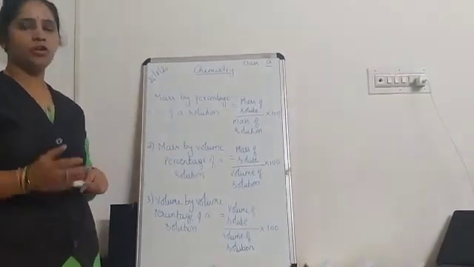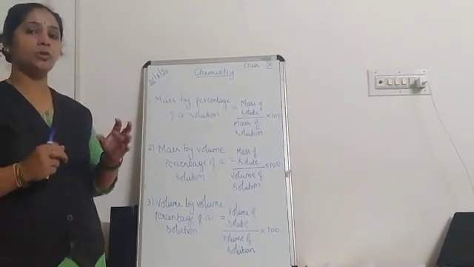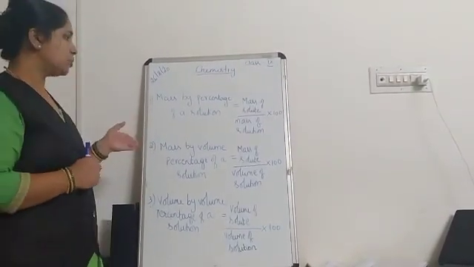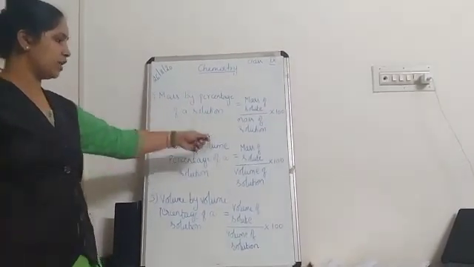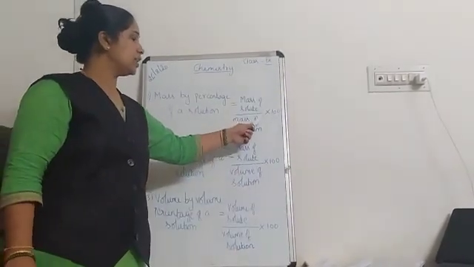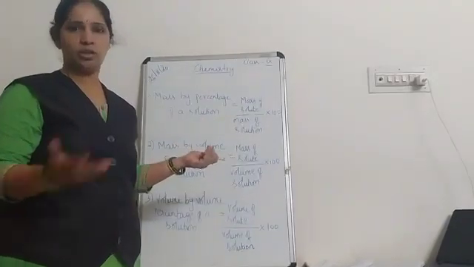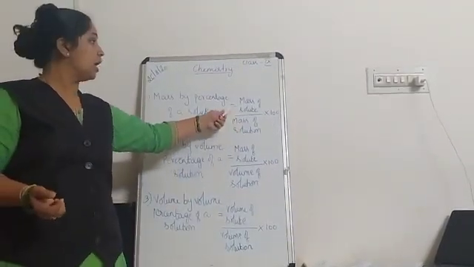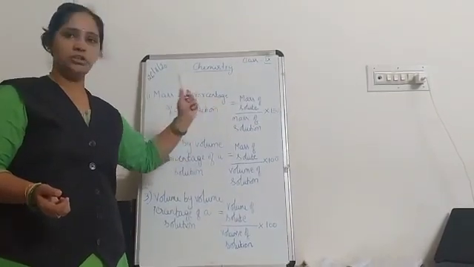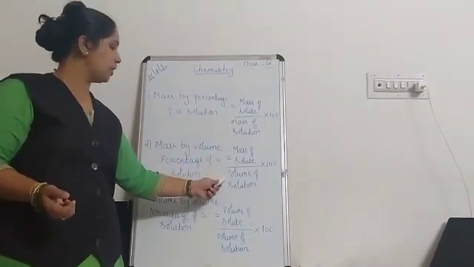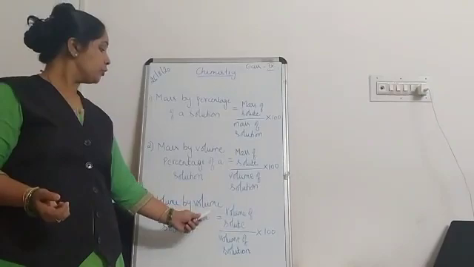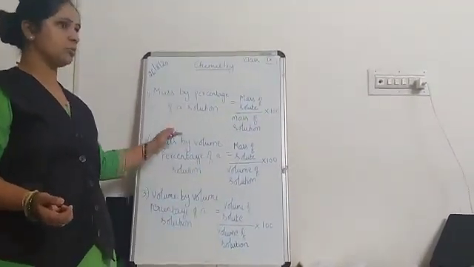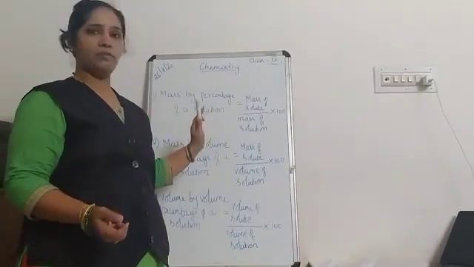So concentration I have already told you, it is the amount of solute present in a given quantity of the solution. So in mass by percentage, everywhere 100 is taken. Why? Percentage is calculated for 100, so therefore 100 is taken here. So mass of solute by mass of solution into 100, mass of solute by volume of solution into 100, then volume of solute by volume of solution into 100. So these three formulae you have to learn.